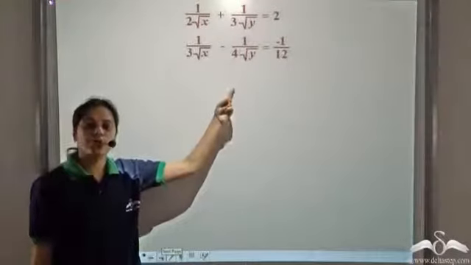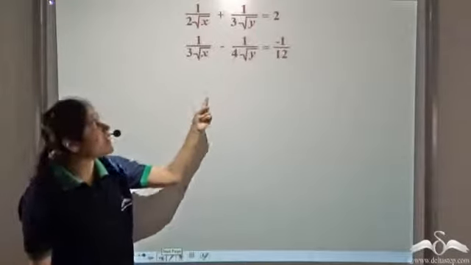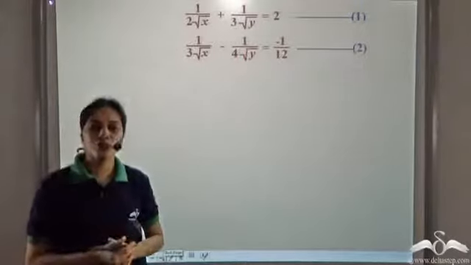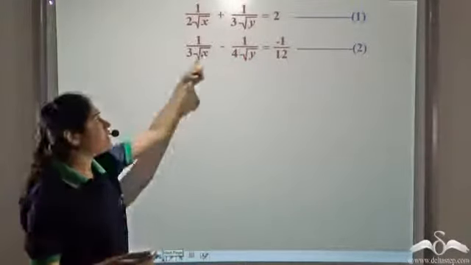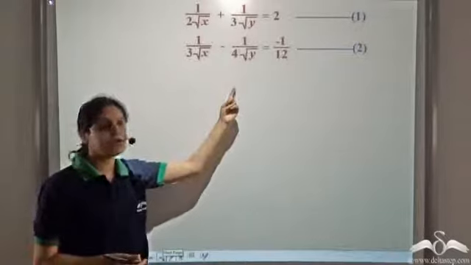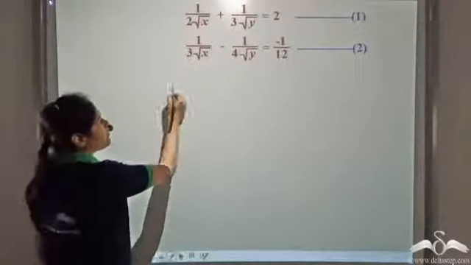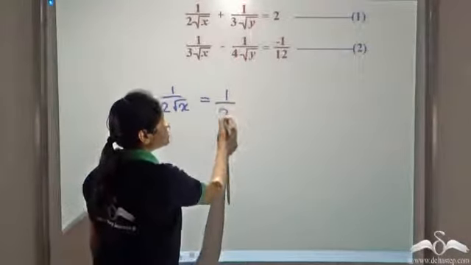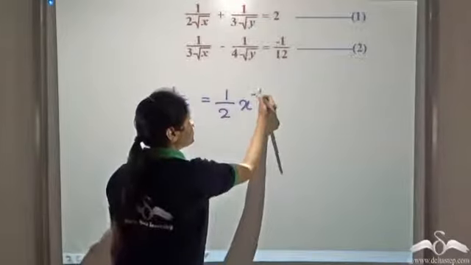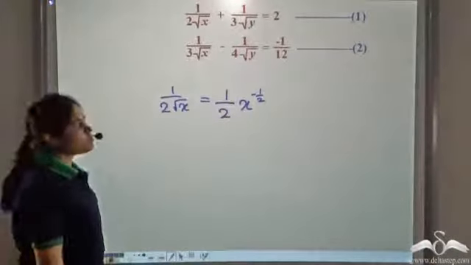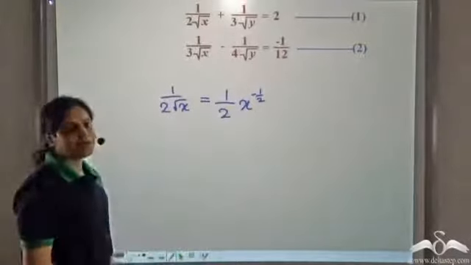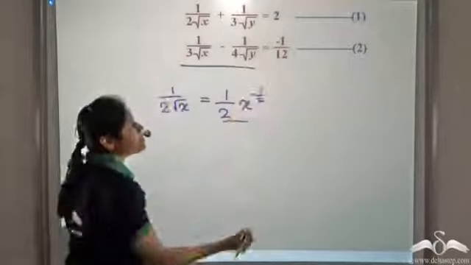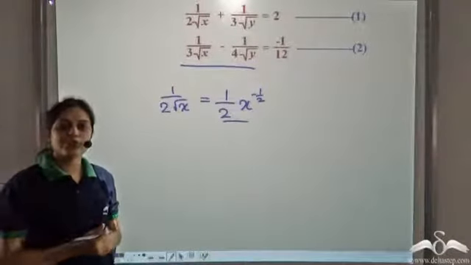These are two equations in two variables x and y. So let us call these equation 1 and equation 2. But observe that these are not linear equations, because 1 by 2 root x is equal to 1 by 2 into x to the power negative 1 by 2. So the power of x is not 1. Hence this is not linear. Similarly, this equation is not a linear equation in two variables.